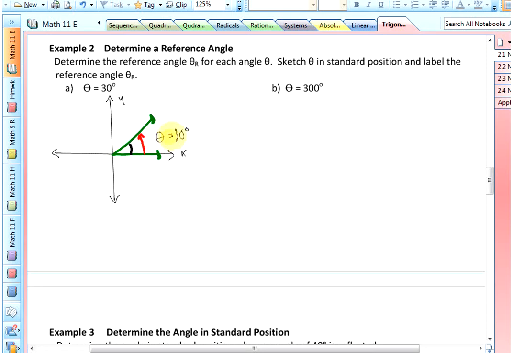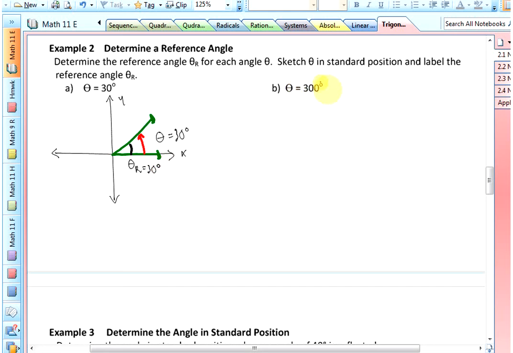So it looks like, in this case, that it's 30 degrees, which it is. Okay, all first quadrant angles have a reference angle which has the same measurement. Okay, now because your reference angle does not have direction, do not put an arrow on the little line that you use to indicate your reference angle. Okay, and we will label it though. Theta subscript r is 30 degrees.